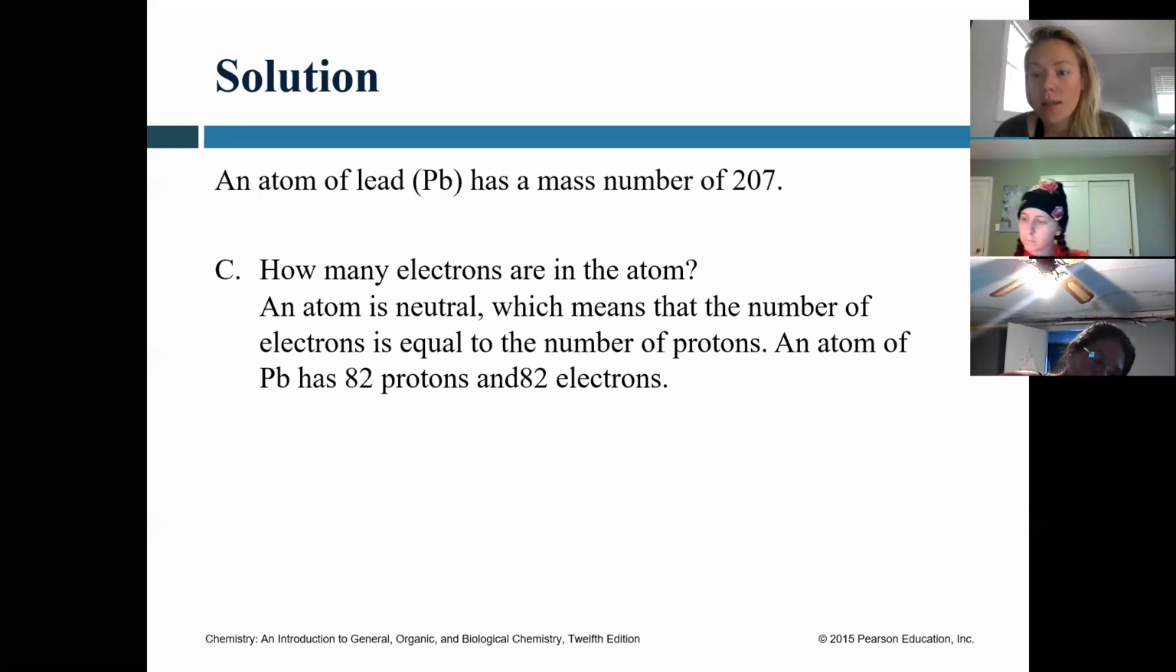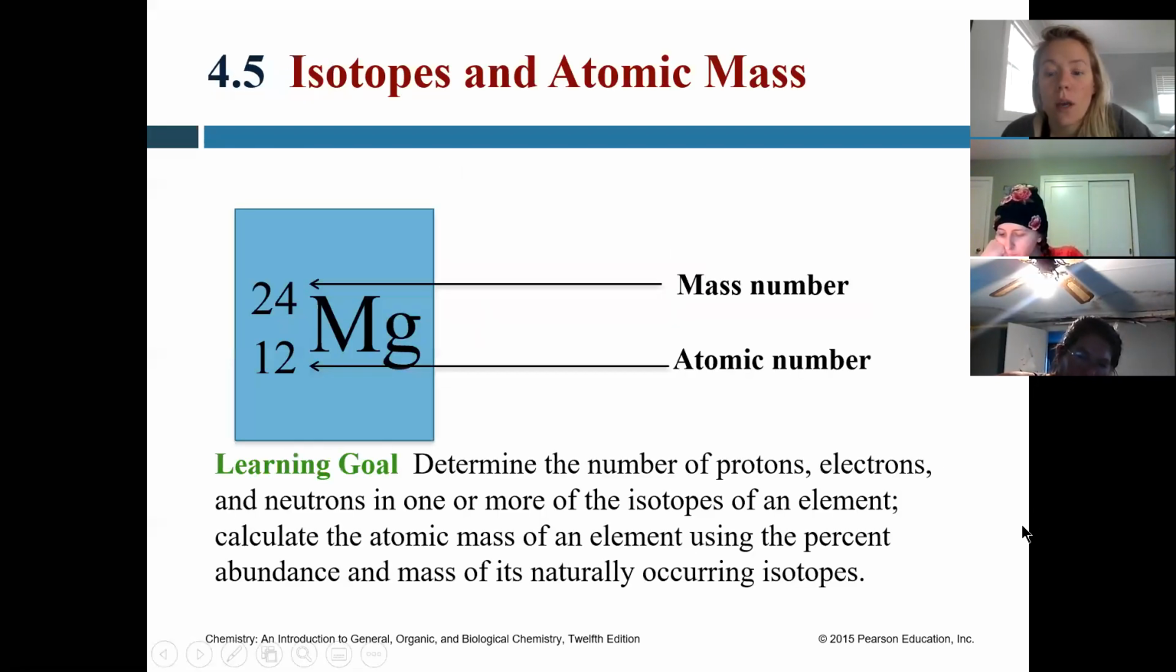Any questions on calculating the number of subatomic particles? You will definitely want to be able to do that. You're going to need to know how to calculate protons, neutrons, and electrons, especially because in this class, we do a section on nuclear chemistry. So we do a lot with the nucleus.